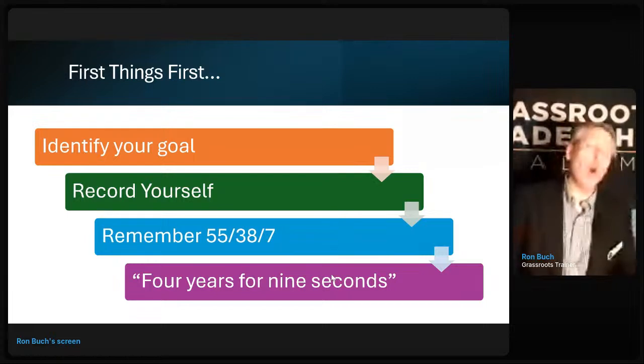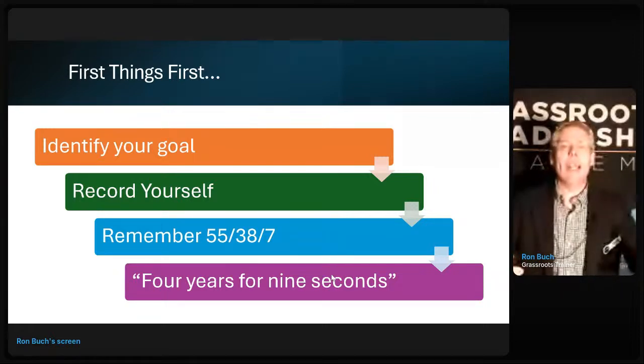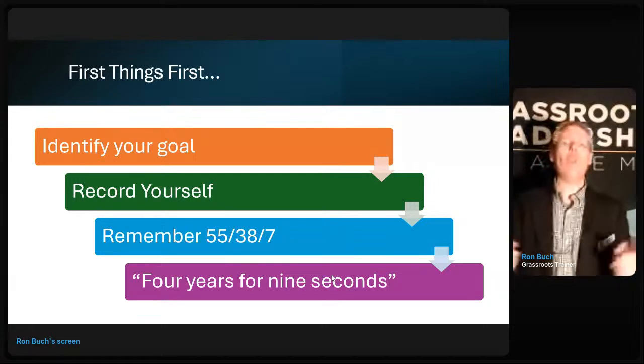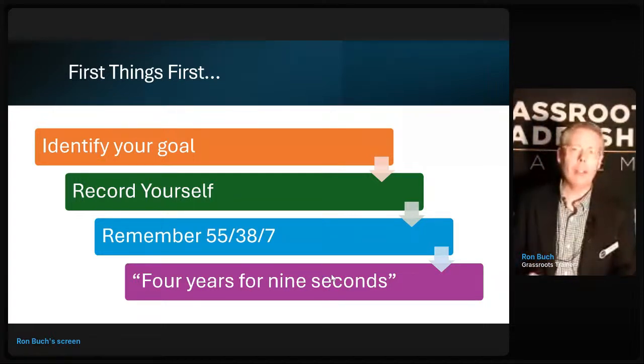In fact, Usain Bolt made the comment a number of years ago after winning the Olympic gold for the second, third time, as he represented his nation of Jamaica. He said, I practiced 4 years. I worked hard for 4 years for a 9-second race. And too often people give up after 2 months.